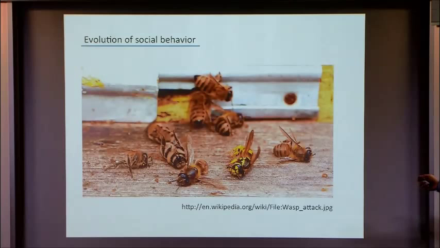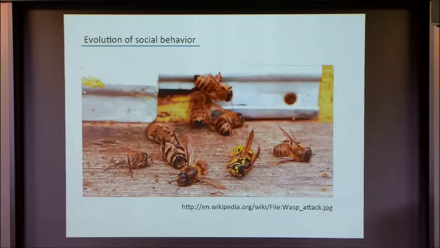Social behavior is like cells coming together to make an organism; this is individuals coming together to make a society and behaving altruistically. In many ways it requires the same explanation. These are bees that have died in the process of killing a wasp which attacked their hive, so the bees have sacrificed themselves for the good of the hive. But it doesn't matter because they're female workers and they don't reproduce anyway. So it's hard to see how that would evolve.